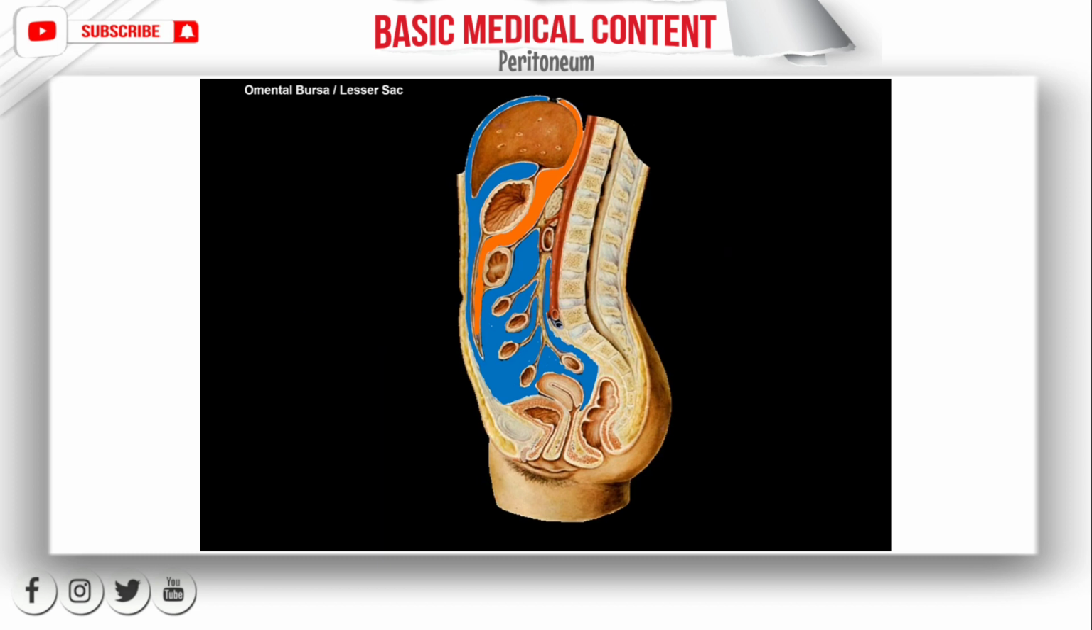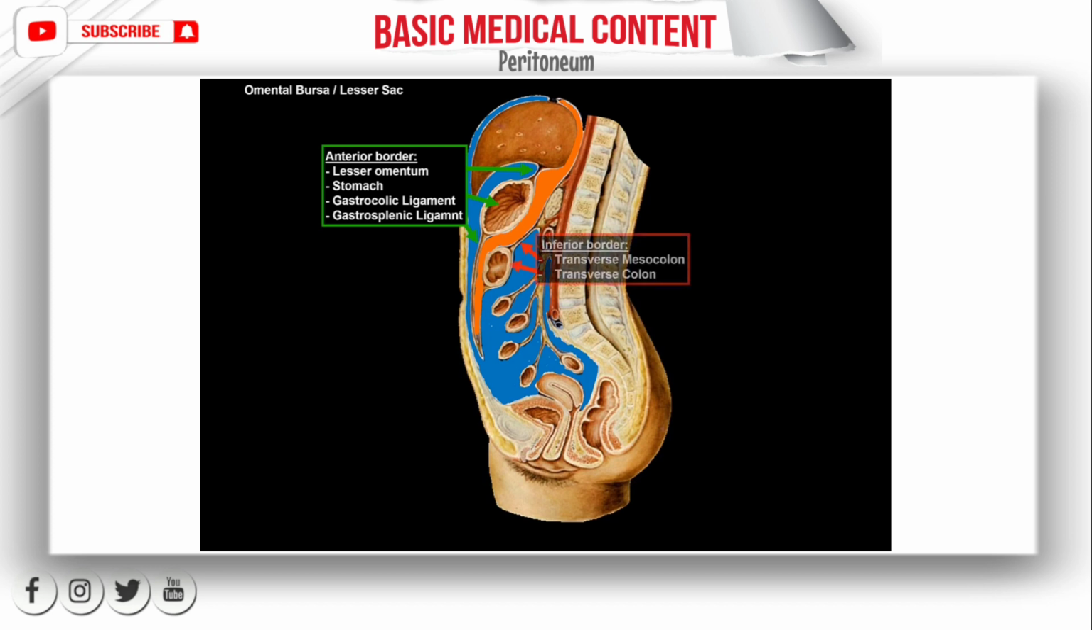Now, what are the borders of the lesser sac? There's the lesser omentum, stomach, and the greater omentum anteriorly. And when I say the greater omentum, I mean the gastrocolic and the gastrosplenic ligaments of the greater omentum. There's the transverse colon and the transverse mesocolon inferiorly, then the liver superiorly, and the parietal peritoneum posteriorly.